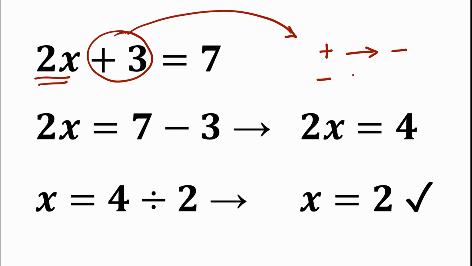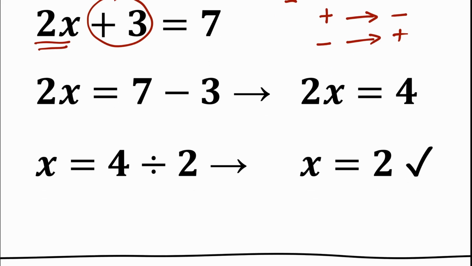So positive becomes negative and negative becomes positive. This you have to keep in mind all the time. When the plus 3 moves to the right hand side of the equation, it becomes negative 3. You can see the left hand side is 2x, and the right hand side has 7, which is already there, and the plus 3 comes to the right hand side and becomes negative 3. So what is 7 minus 3? That is 4. So you can simplify the equation like this: 2x equals 4.